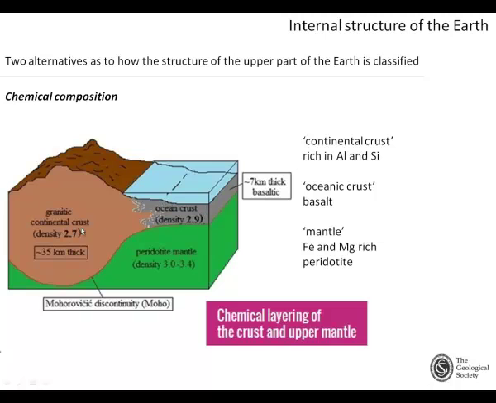shown here. You'll notice that the density of these two is different. The higher density oceanic crust is predominantly basalt and around 7 kilometers or so thick, so a very fine-grained basic igneous rock. The continental crust, on the other hand, is less dense because it's preferentially enriched in elements such as aluminium and silicon. So that's if we're doing it on the basis of the chemistry of the upper part of the Earth.